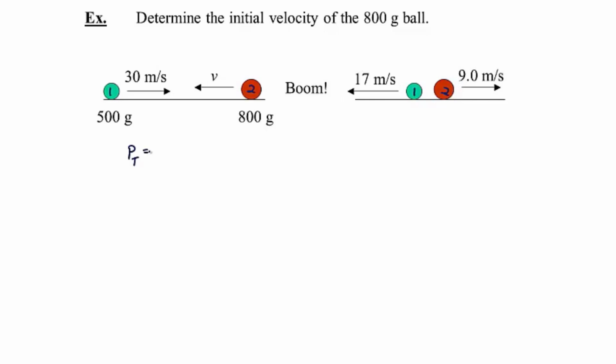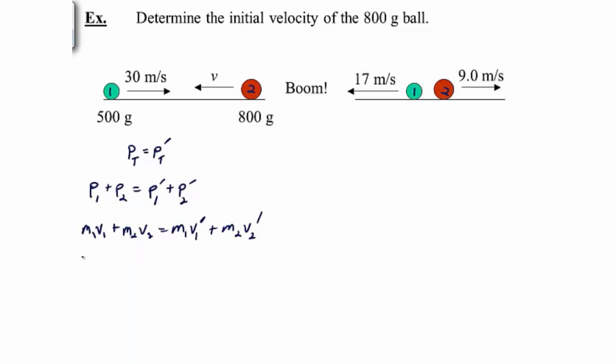So the total initial momentum equals the total final momentum. So the momentum of ball 1 plus the momentum of ball 2 before the collision is equal to the momentum of 1 after plus the momentum of 2 after. And we write that out as masses and velocities. We just plug in the masses, and when we plug in the velocities, we make sure to keep the positives and negatives straight.